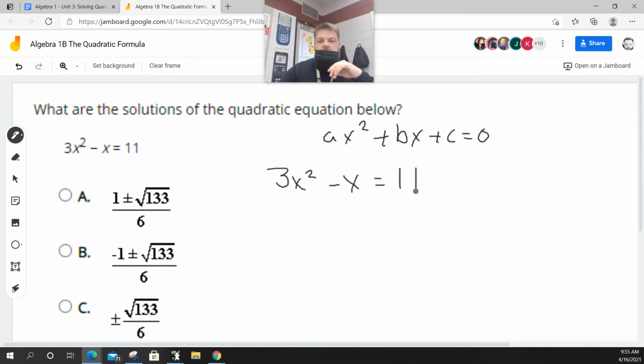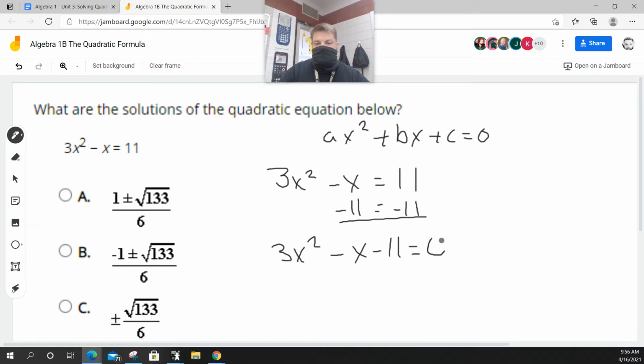What do I need to do? Anybody know? What should Mr. Adams do? Subtract 11. And what purpose does that serve? What are we trying to accomplish? Set it equal to 0, make it equal 0, yep. So I got 3x squared minus x minus 11 equals 0. All right, so now we're cooking with gas.